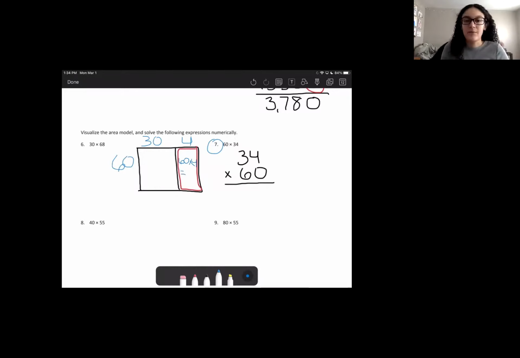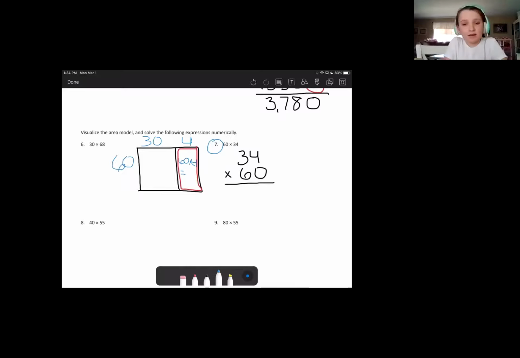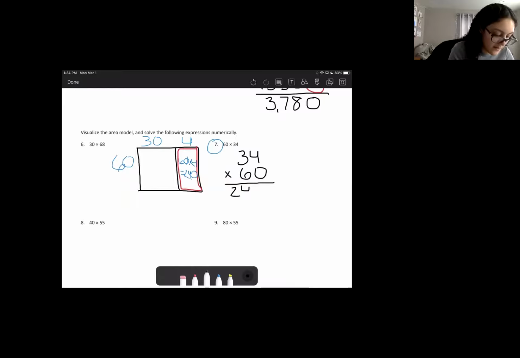So then to find 60 times 4, what am I gonna do? Reese, what am I gonna do to find 60 times 4? Take off the 0 and put it in your answer, and then 6 times 4 equals 24, so 240. Right, so now I can write that in my vertical problem over here. We figured out the first rectangle. We got 240.